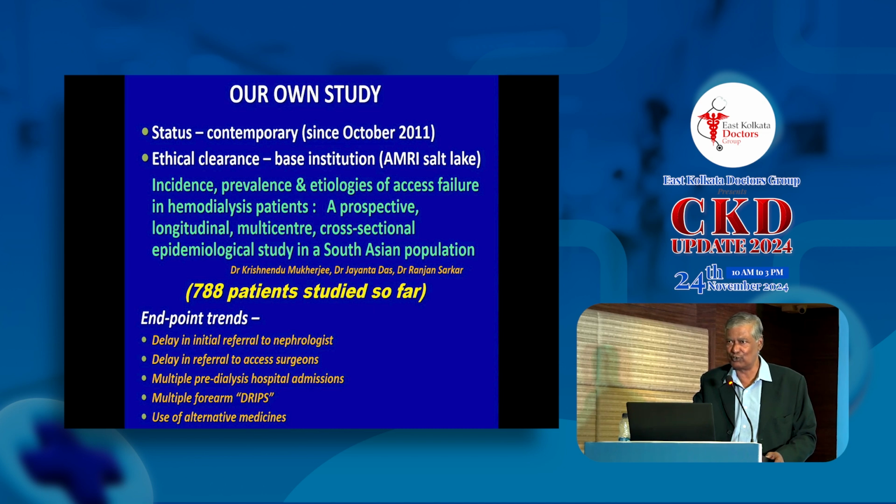Unfortunately, after 2017, we could not carry on this study, but 788 patients were studied, and we found certain important things. Delay in initial referral to a nephrologist, delay in referral to access surgeons, multiple pre-dialysis hospital admissions, multiple forearm drips, and use of alternative medicine. When told by a nephrologist or a diabetologist that they may require dialysis, patients seek help from alternative medical practitioners who basically tighten their diet and say that they can avoid dialysis. In the meantime, they get repeated hospitalizations. With each hospitalization, they get an IV saline drip.